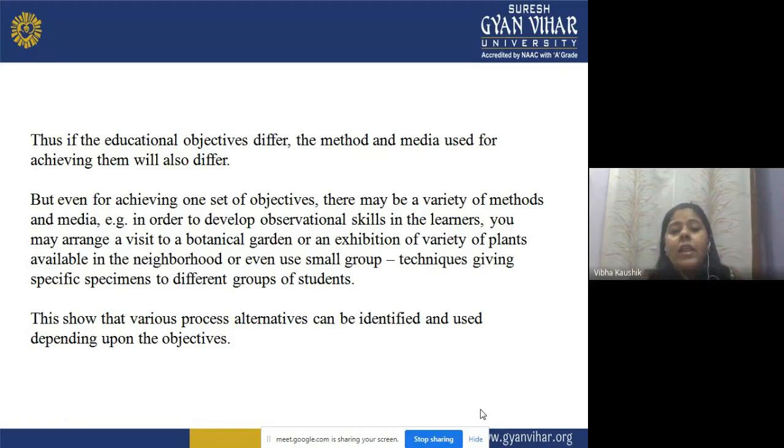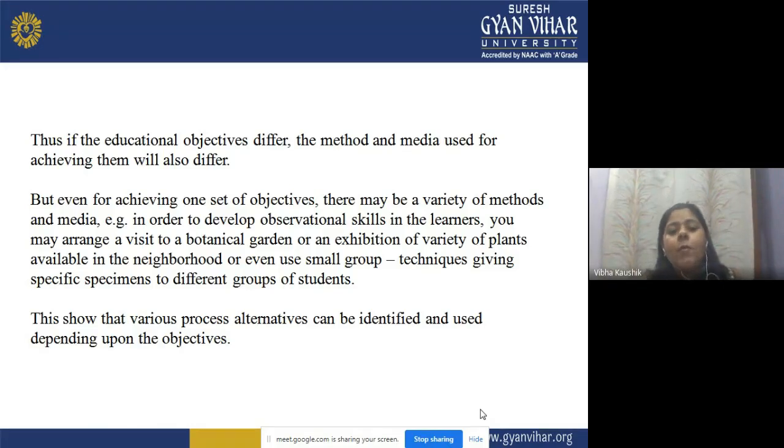Now it's clear. First I have to define what my objectives are, and on the basis of those objectives, I will select which method and which media will be used by me. But even for achieving one set of objectives, there may be a variety of methods. A variety of methods and media can be used.